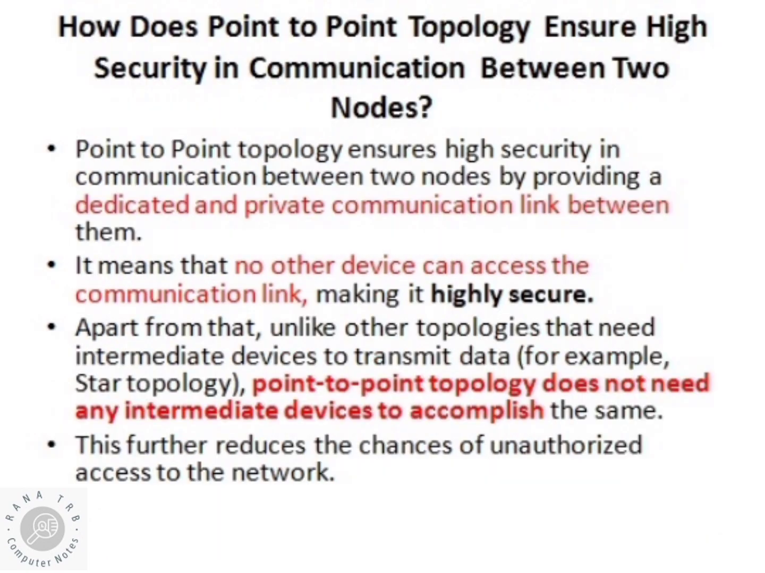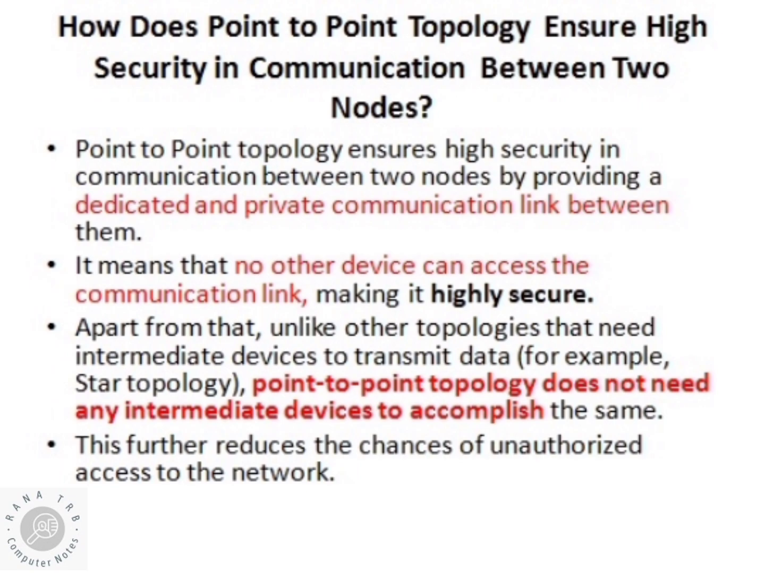Next, we are going to see how point-to-point ensures high security in the connection between the two nodes. This topology ensures high security in the communication between the two nodes by providing a dedicated and private communication link between them. That is, they provide a dedicated LAN cable between the two devices. This also means that no other device can access the communication link. So, because of this, it can be made highly secure.